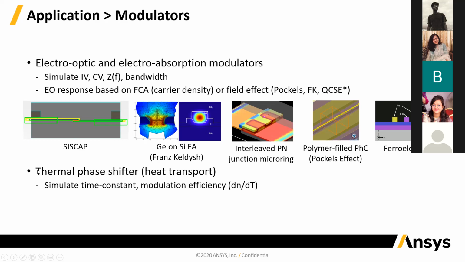The other way of modulating the optical behavior in a modulator is by applying temperature changes. That's where the heat solver would come in. With the heat solver, you would first do your simulation and figure out, let's say if you apply a voltage to a heater, how is the temperature varying on your waveguide? And based on that information, you can then figure out how the optical transport is changing.